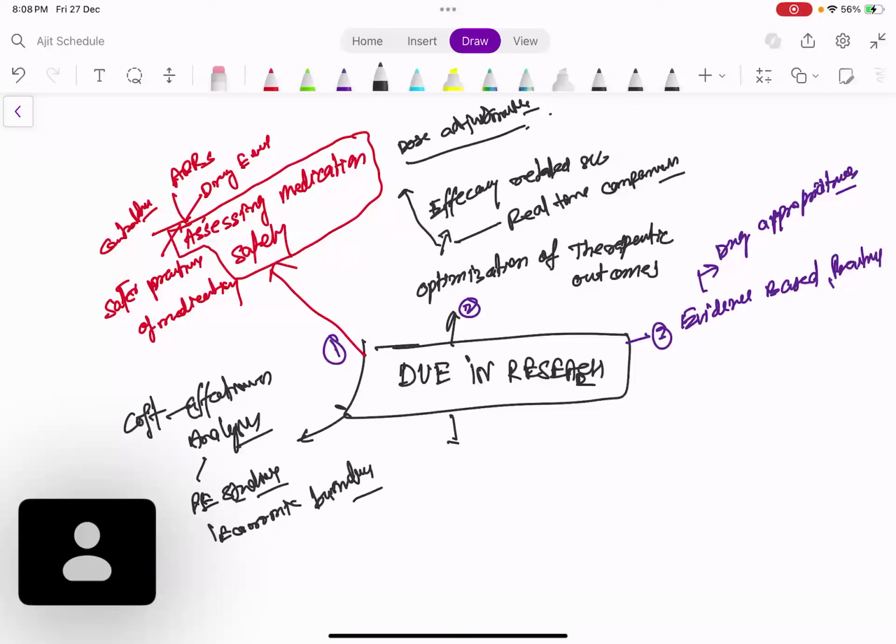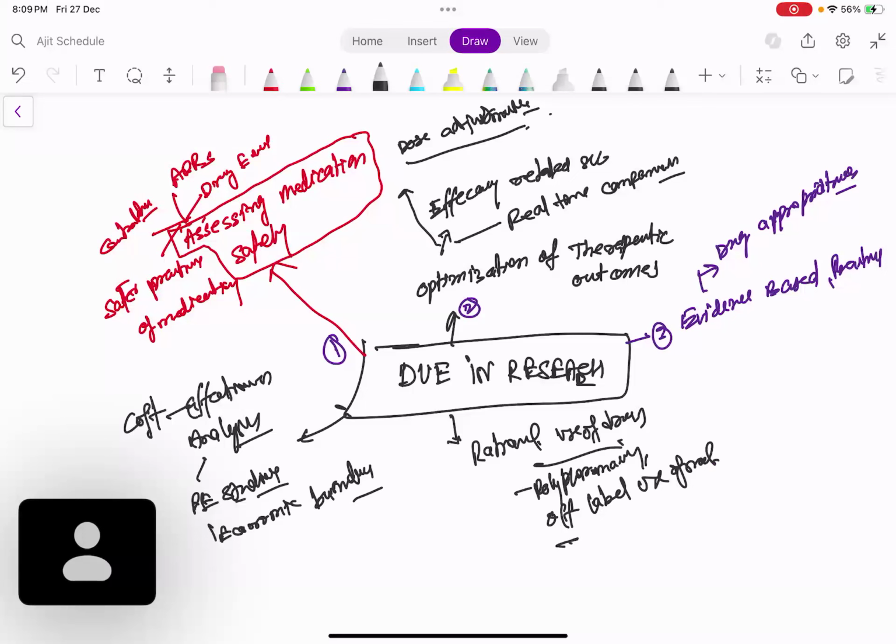Then we can also work on rational use, right? Safety is different. Rational use of drugs is different. Rational use of drugs means you can work on polypharmacy. You can construct the study around polypharmacy and off-label use of medicines. And you can work on guidelines making. All of these are 100% possible for the students and faculty members to conduct. This is number 5, and not only 5, there are multiple more.